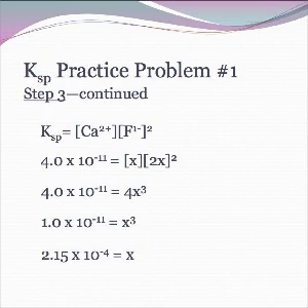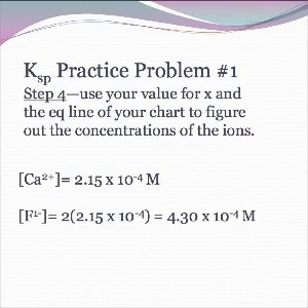The next step is to use your value for x and the equilibrium line of your chart to figure out what I actually asked you to find, which was the concentrations of the ions. So go back to that equilibrium chart, and the equilibrium concentration of calcium ion is x, so it is 2.15 times 10 to the negative 4th molar. The equilibrium concentration of fluoride ion was 2x, so multiply 2 by 2.15 times 10 to the negative 4th, and you'll find it's 4.3 times 10 to the negative 4th molar.